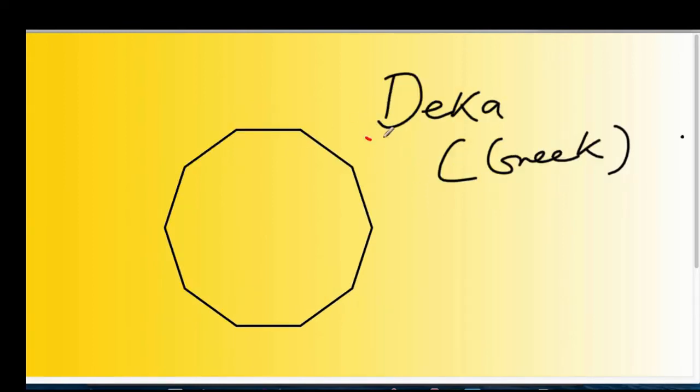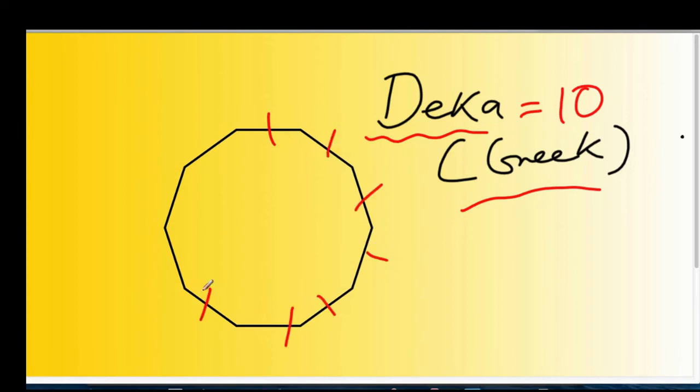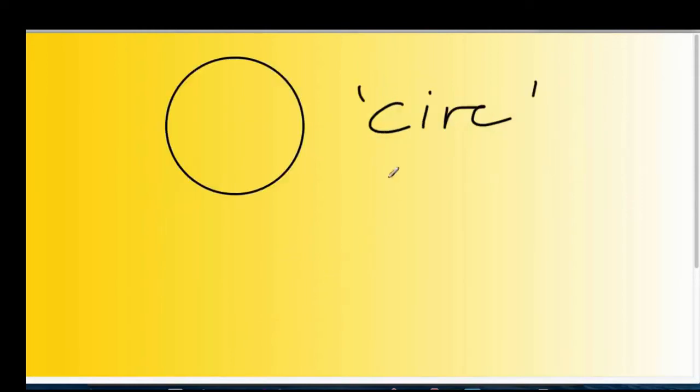Deca. I wonder if you know what deca means. Deca is a Greek word and it means 10. And of course, this has got 10 sides. 1, 2, 3, 4, 5, 6, 7, 8, 9, 10. The decagon. Very interesting, a 10-sided shape.